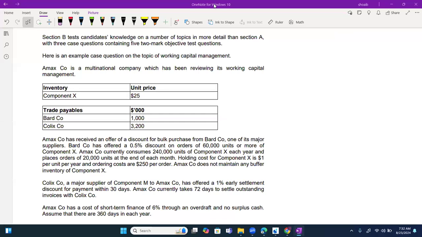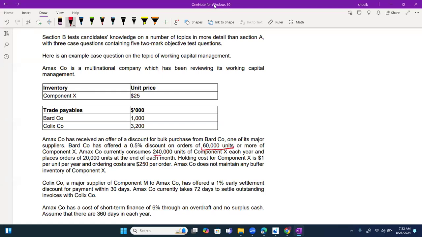Section B, test candidates' knowledge on a number of topics, okay. MX company is a multinational company which has been reviewing its working capital management. Component X is given, 25. Trade payables are given. Inventory is given, unit price. Trade payables are given. Bard Co 1000, Colex Co 3200. MS company has received an offer of discount for bulk purchase from Bard Co, one of its major suppliers. Bard company has offered a 0.5% discount on order of 60,000 units or more.